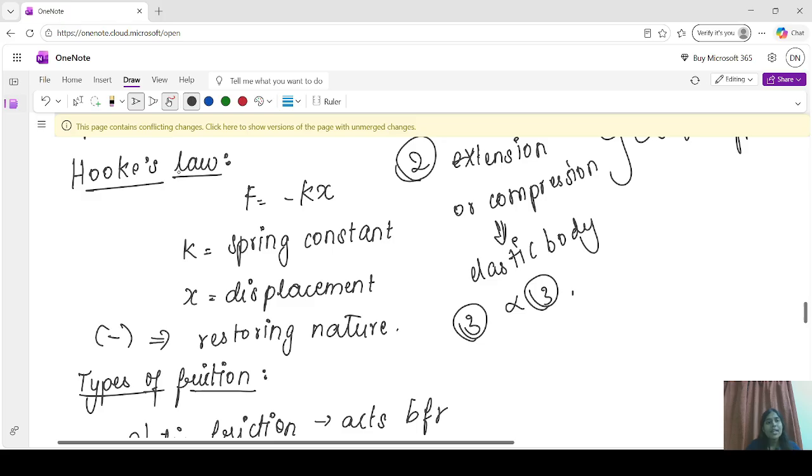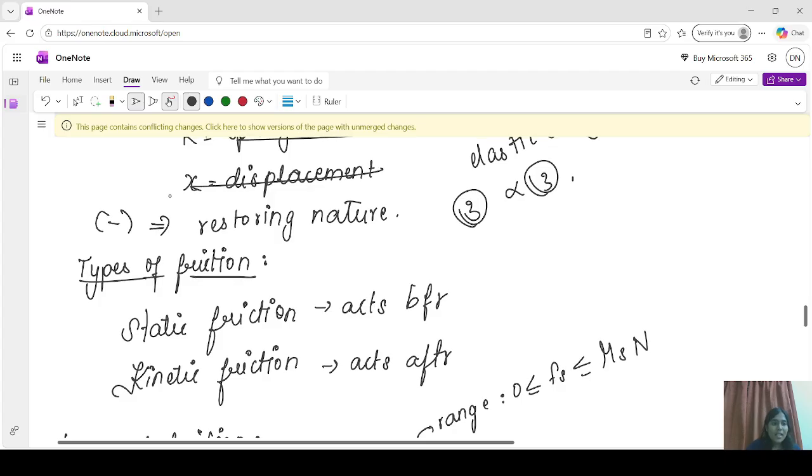Now, what is the formula of Hooke's law? F is equal to minus kx. What is k and what is x here? k is the spring constant and x is the displacement. And here the negative symbol indicates the restoring force.